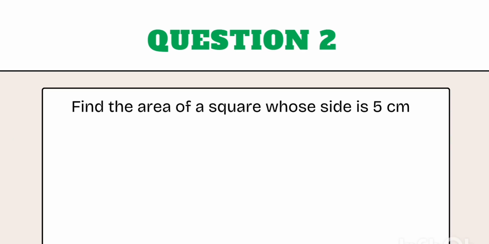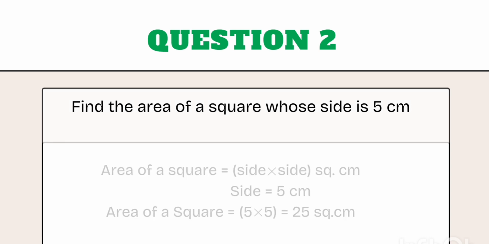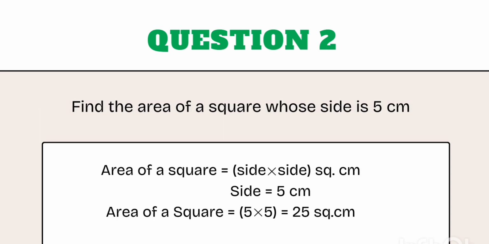Next question, find the area of a square whose side is 5 centimeter. So given side equals 5 centimeter, formula of area of square is side into side. So area of a square equals 5 into 5, 25 centimeters square.